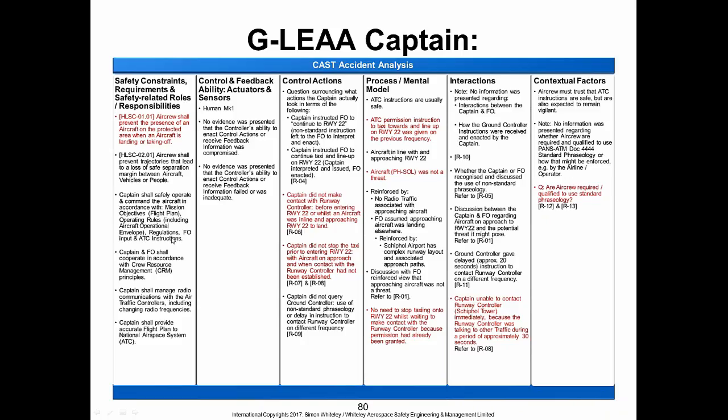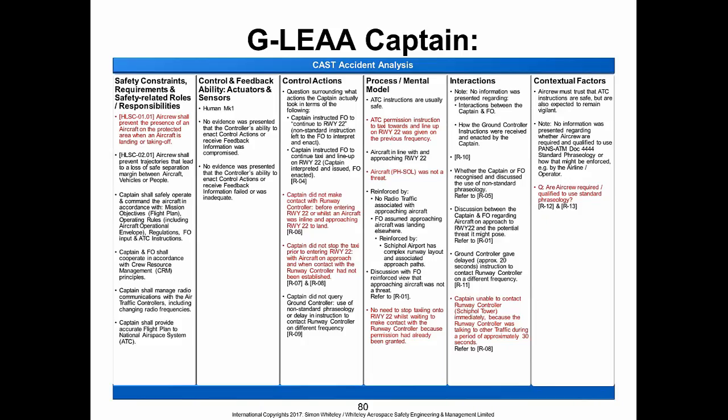But in terms of captain responsibilities, the captain shall safely operate and command the aircraft in accordance with mission objectives, the flight plan, operating rules including aircraft operational envelope, regulations, first officer input and ATC instructions. The captain and first officer shall also cooperate in accordance with crew resource management principles, and the captain shall manage the radio communications with the air traffic controllers, including changing radio frequencies, which is one of the aspects that they needed to do as part of handing over responsibility between the ground controller and the runway controller.